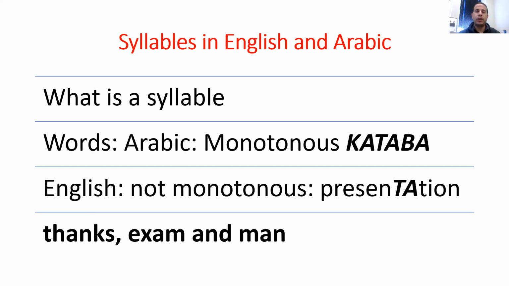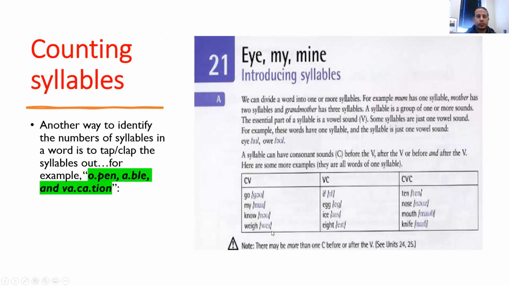So in Arabic, usually we tend to insert a vowel after every consonant, while in English, this is not the case. Here we have 2 consonants and then 1 vowel, and then we have 3 consonants. Here we have 1 consonant and 1 vowel, 1 consonant. So thanks, exam, and then we have man.